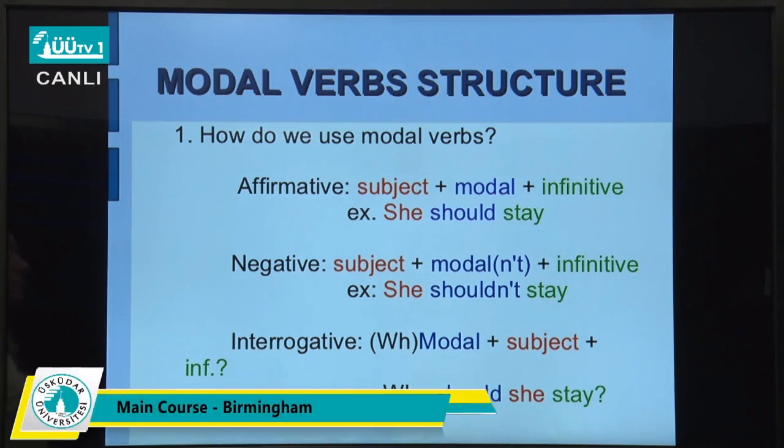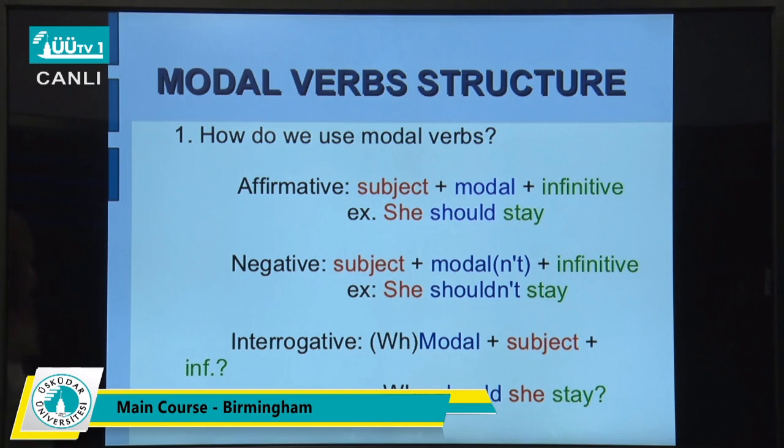Modal verbs are made like this. If you want to use them in positive sentences, we use subject plus modal verb plus infinitive. What is infinitive? Infinitive is a bare verb. We don't have ing, we don't have past tense or s or anything you can think of. So affirmative verb is made like this. She should stay. It is positive.